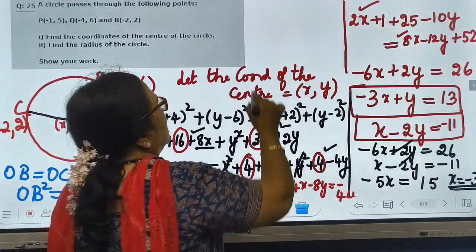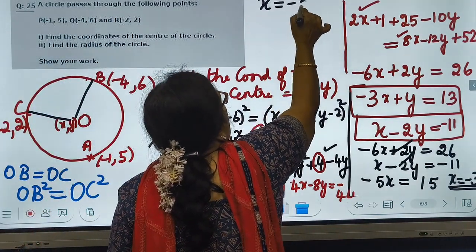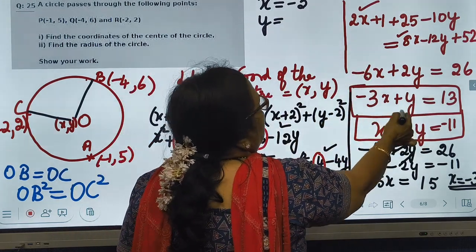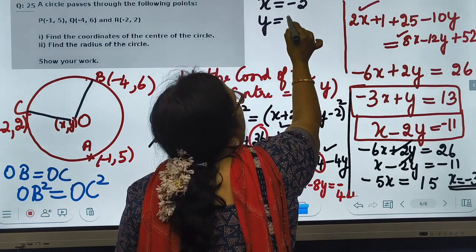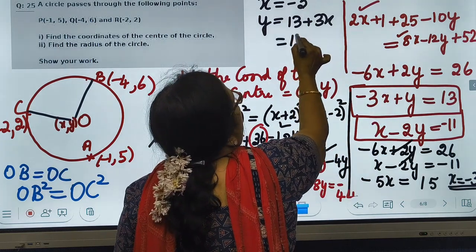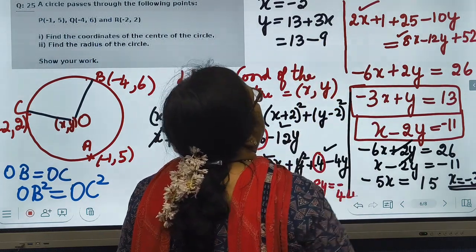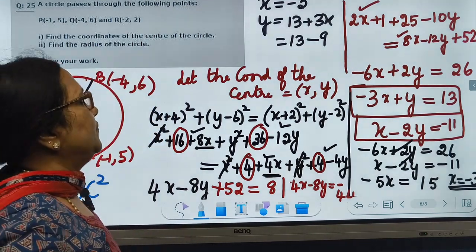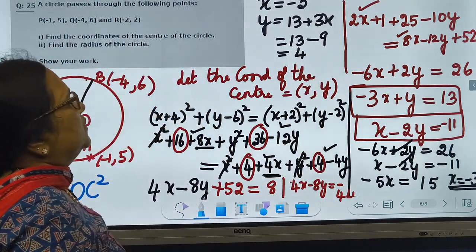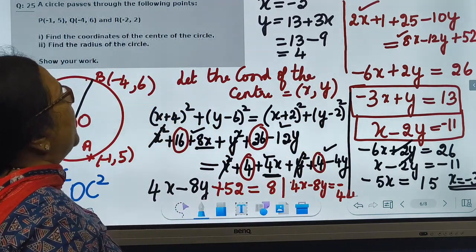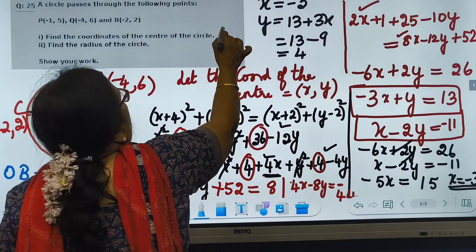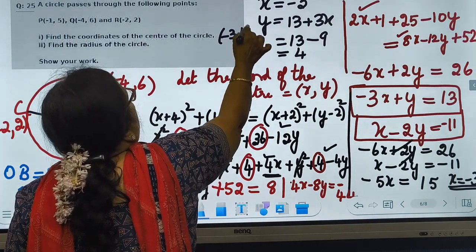X is minus 3. So if x is minus 3, what will be y? Substitute here. Y equal to 13 plus 3x. 13 plus 3x. So 13 minus 9. 3 into minus 3 is minus 9. So you will get 4. Right? So y equal to 4. X is minus 3, y equal to 4. So the coordinates of the center is minus 3, 4.